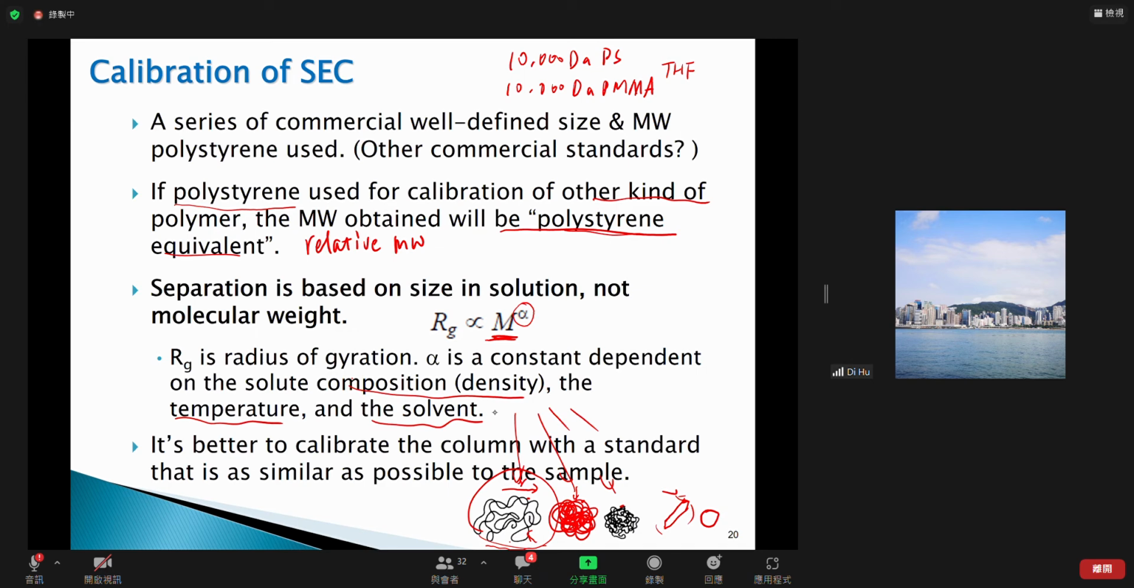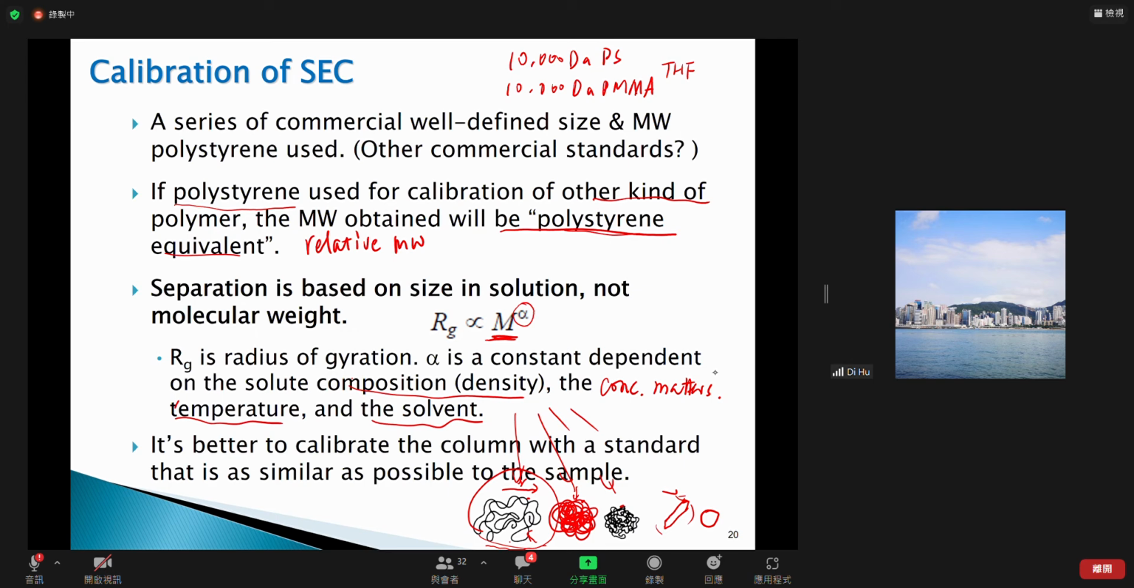Understand? For example, if you use polystyrene in THF for the calibration, then when you're doing the analysis, you also want to use the sample in THF. And the temperature is very important as well. You want to keep the temperature constant. And concentration also plays a role. Concentration matters as well.